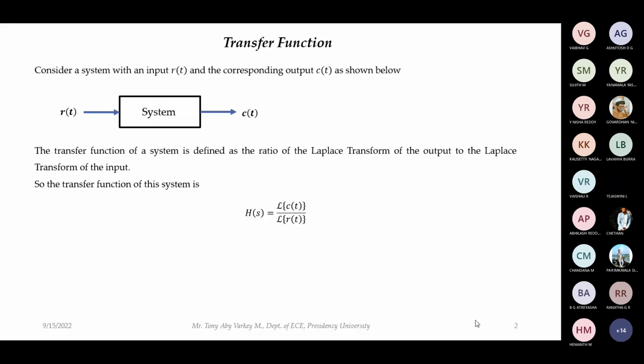So tell me, how will you denote this Laplace transform of c of t? Any idea? Laplace transform of small c of t, I will be representing using capital letters, as you might have learned in mathematics. So H of s, which is the transfer function, is equal to C of s, which is the Laplace transform of output, divided by R of s, which is the Laplace transform of the input.